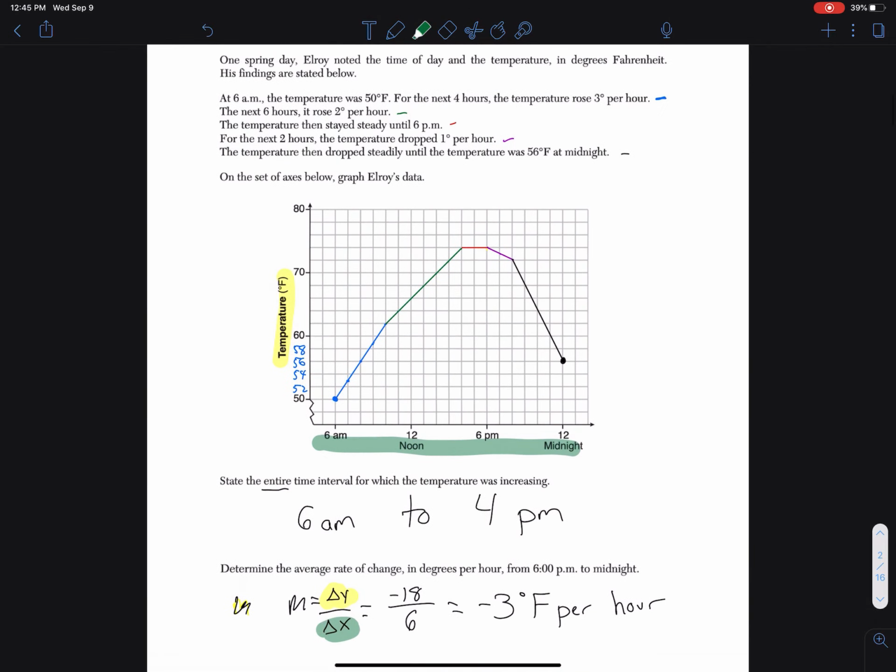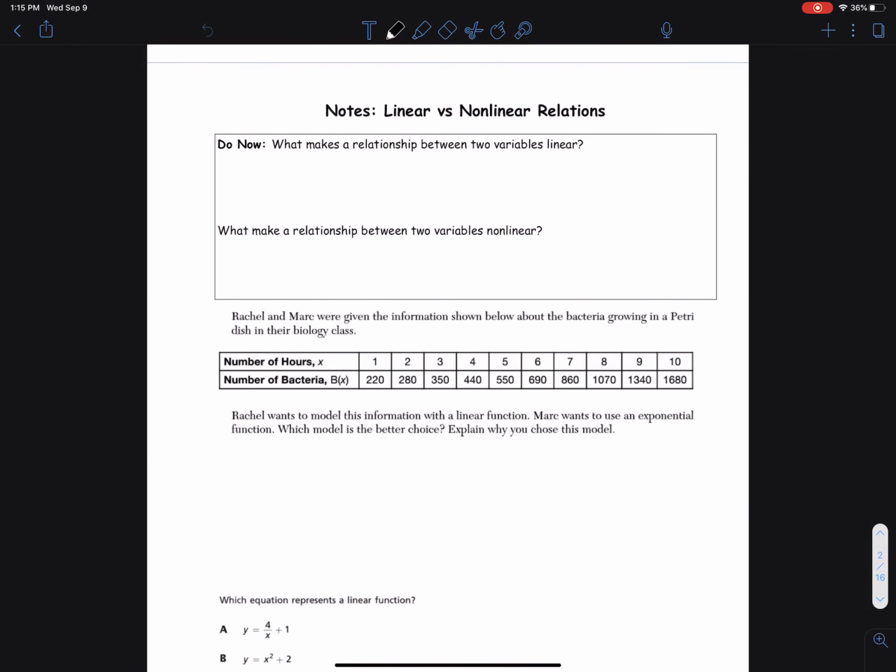And that's it for this one. Let's go to the next page. We're moving on to linear versus nonlinear relations. I want you guys to take a minute or two. Do the do now. Pause the video and play it once you're done.